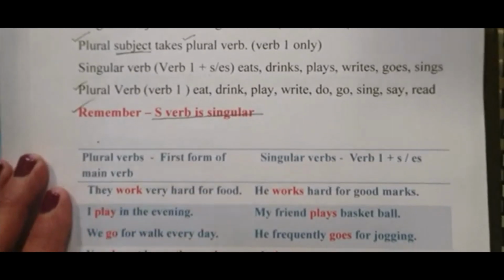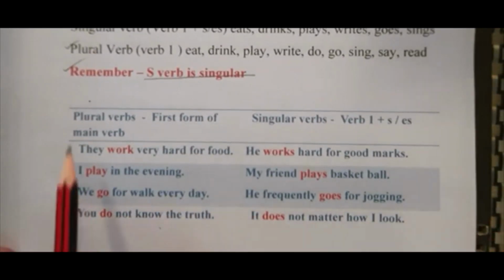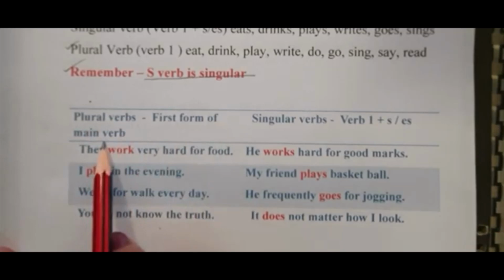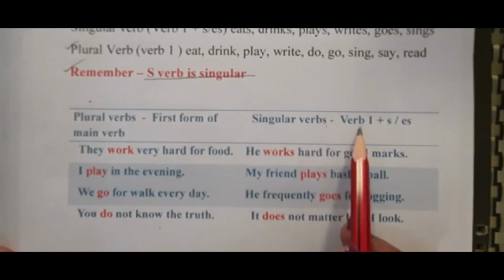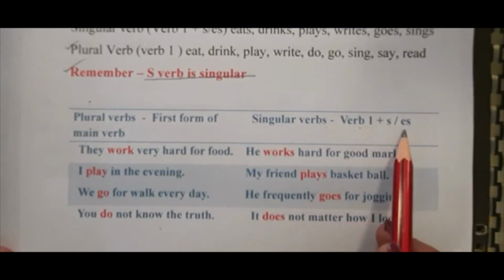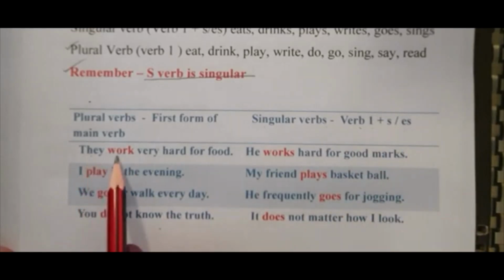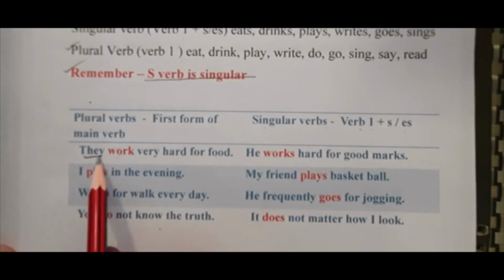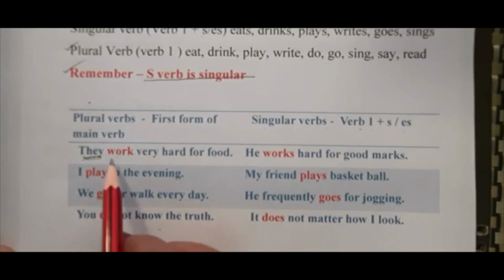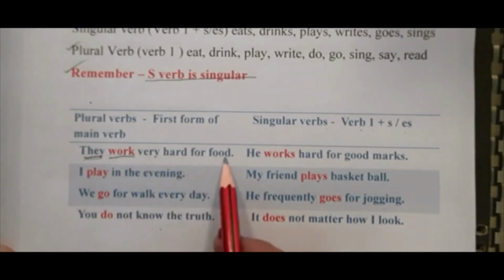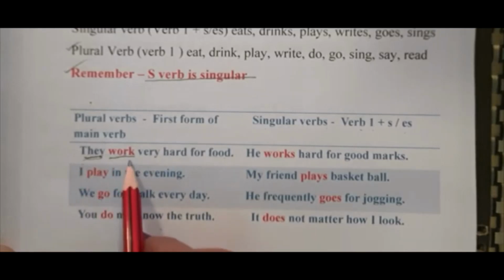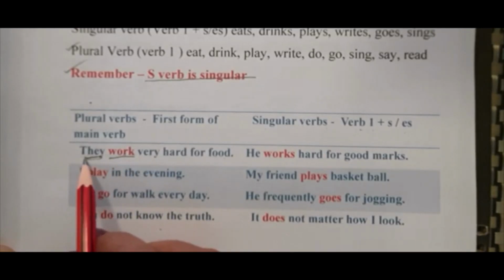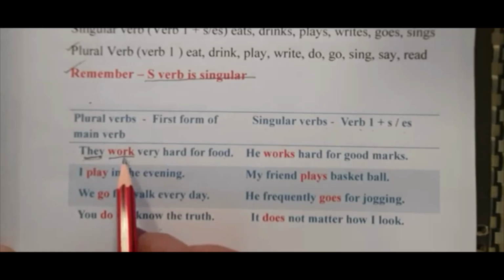Let's see the examples also. Plural verb, first form of main verb. Singular verb, first form of verb with s or es. They work very hard for food. They is plural. Many people. They work. Kaam karte hain. Very hard for food. They is plural. Work is also plural. Plural subject will take plural verb. And plural verb does not have s or es.